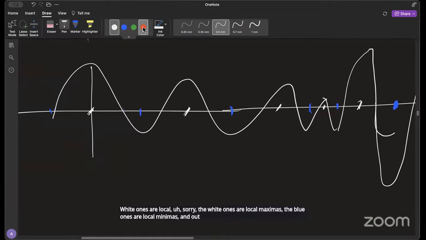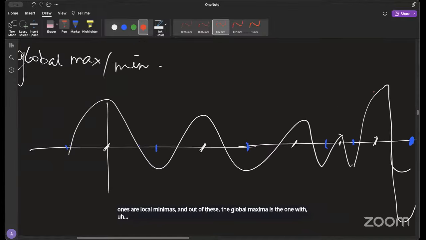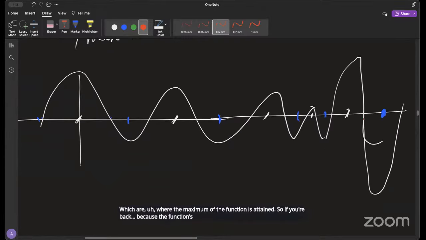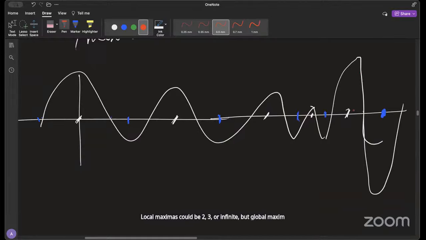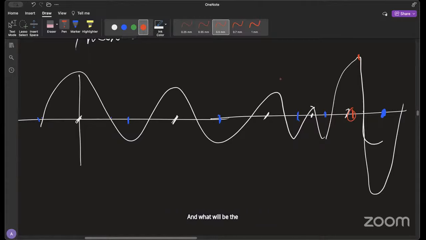And out of these, the global maxima is the one where the maximum of the function is attained. Global maxima is unique. Local maximas could be 2, 3, or infinite, but global maxima is unique. So this will be your global maxima, right? Because your function's maximum is attained here. And what will be the global minima? This will be the global minima.